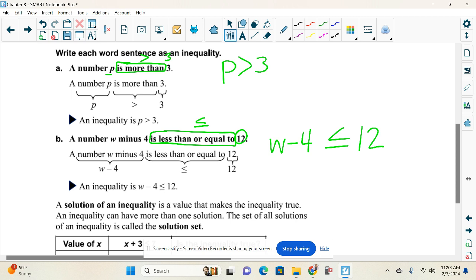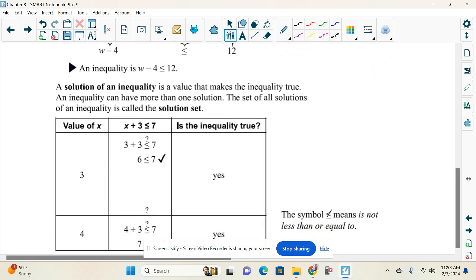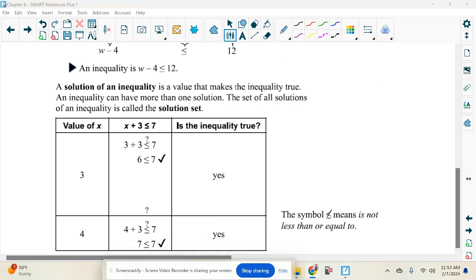Okay? We're going to do some more practice with these in just a minute. The next thing we can do is test to see if an inequality is true or not. We've been doing this with equations and ordered pairs, and we can do it with inequalities as well. So they give us the inequality x plus 3 is less than or equal to 7.